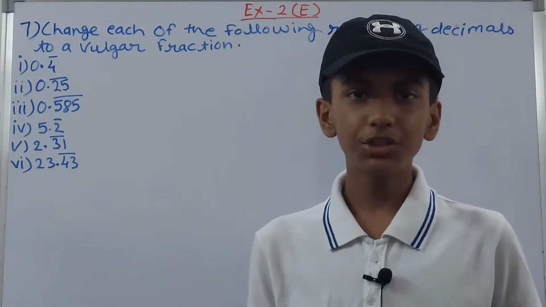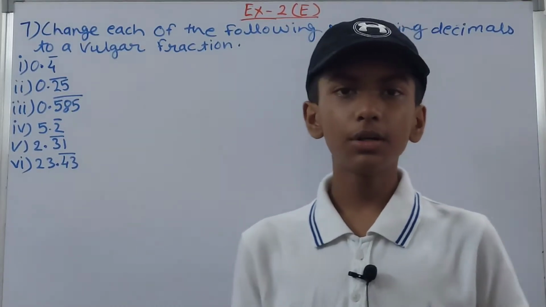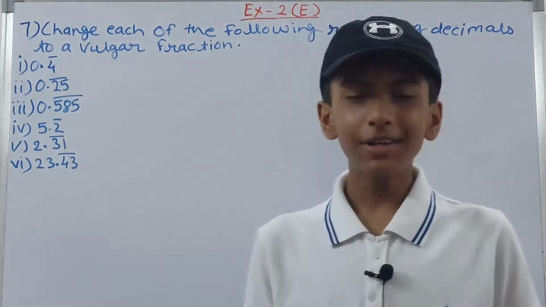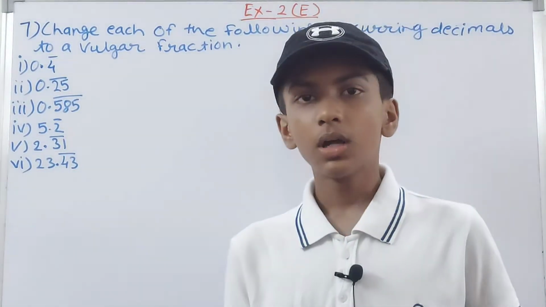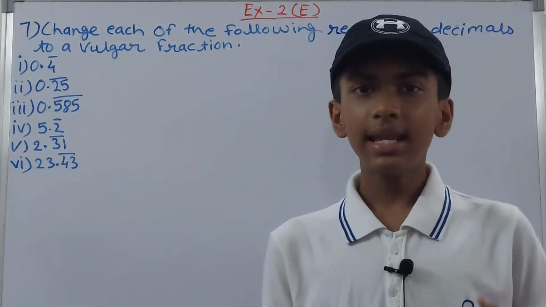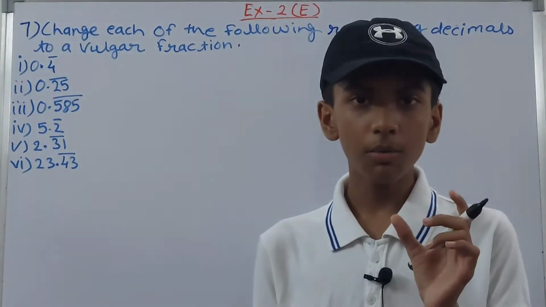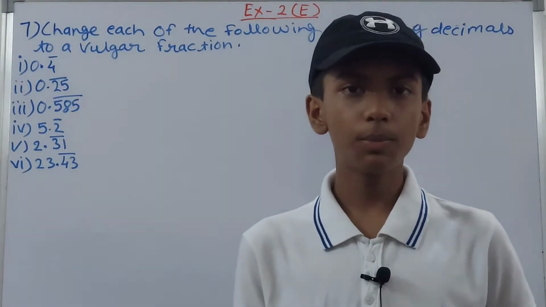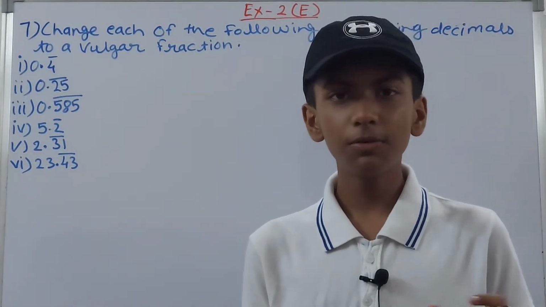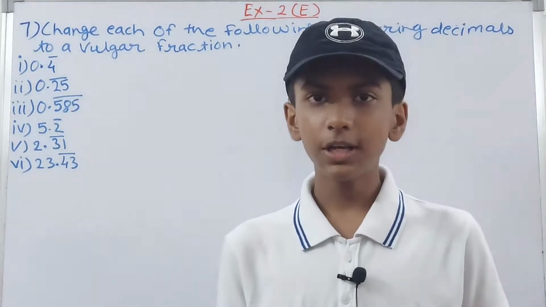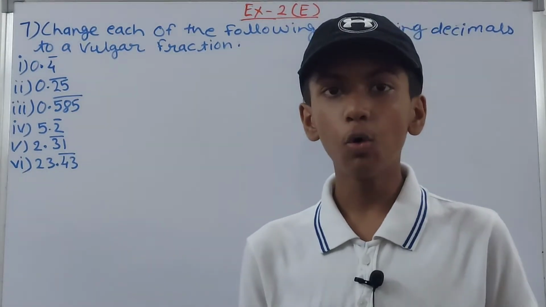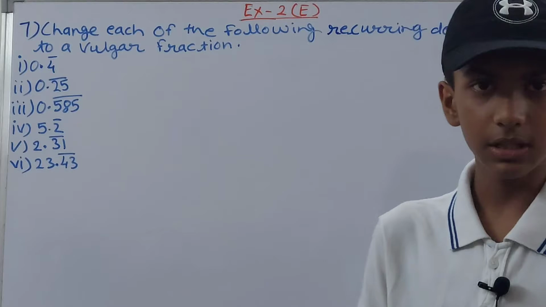Now what is a vulgar fraction? A fraction whose denominator is not 10 or a power of 10 is a vulgar fraction. 10 or a power of 10 means 10, 100, 1000, 10,000, 1 lakh, crore, like this. So the denominator should not be made of only 1 and 0s. It cannot be any power of 10. Any other whole number in the denominator is fine.